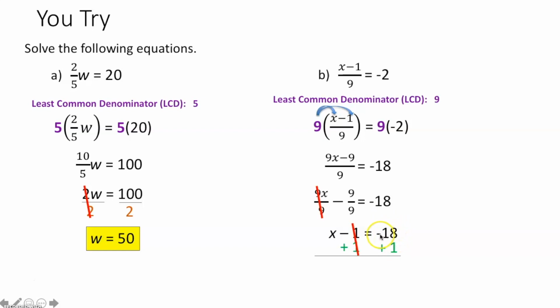So I'm going to get negative 17. Now that I got my answers both here and here, remember you can always check your answers by plugging them back in for the given variables and solving and seeing if you get those same things. And if you do, you get the right answer.